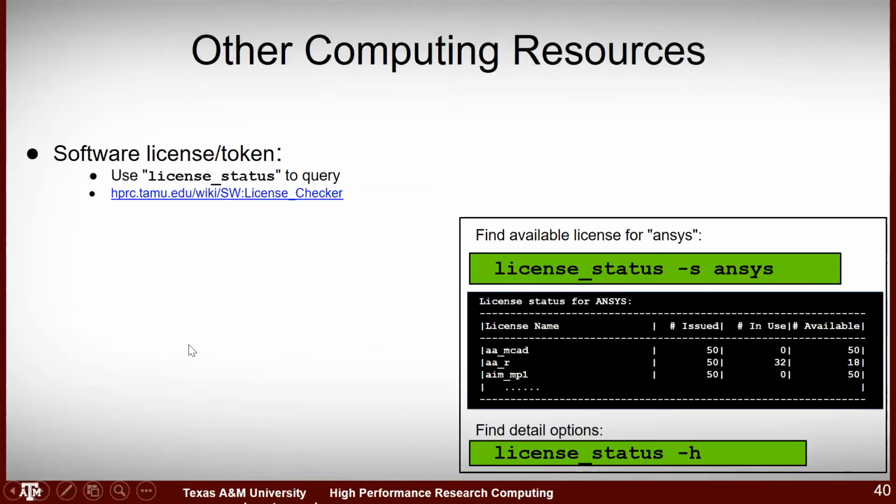So other computing resources that you can request: software licenses. If there's a software that requires a license, then usually they may say only up to this many users can use it at any given time. So then we have to share. So then we have to have something that knows how many there are and how many are in use and how many are available. So we have the license status script to help with that.